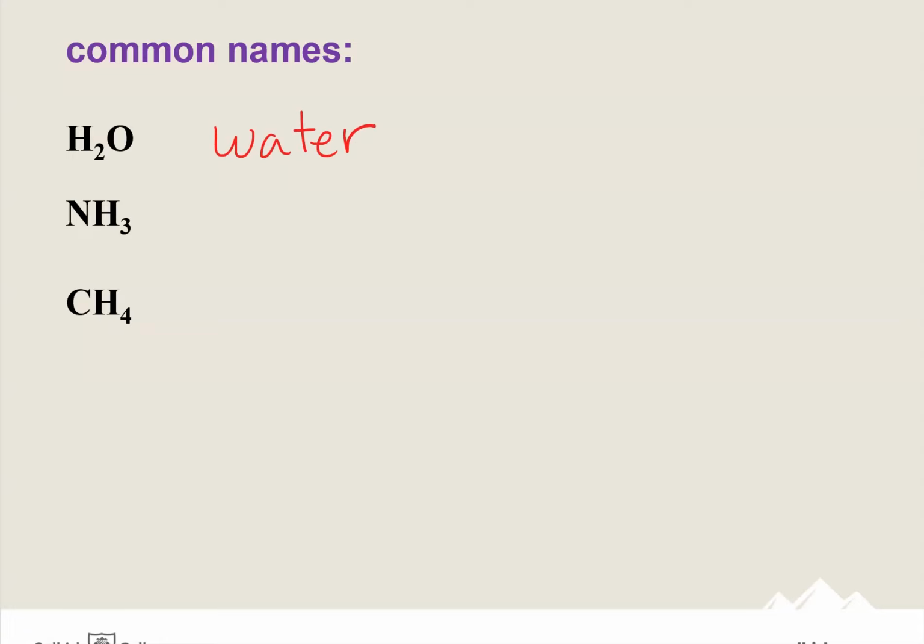Pause the video, write the name of NH3. NH3 is ammonia. Remember the contrast with the ion NH4 plus, ammonium. The ion is ammonium, just like a sodium ion is sodium. So the ion is ammonium, the neutral NH3 is ammonia.